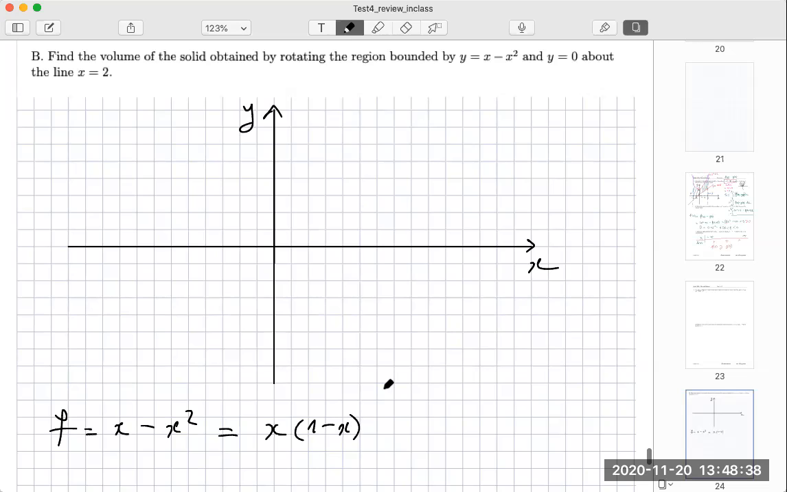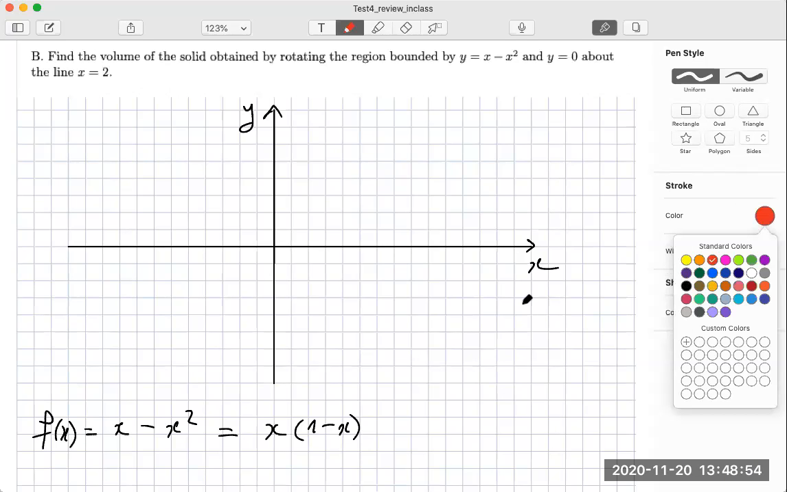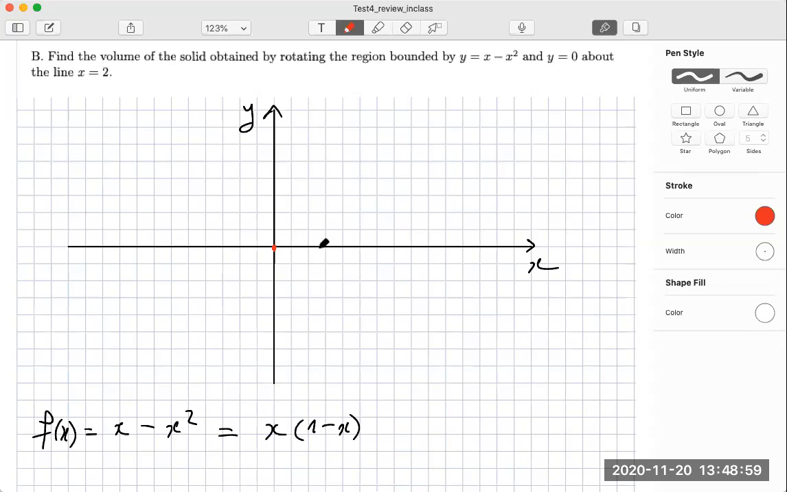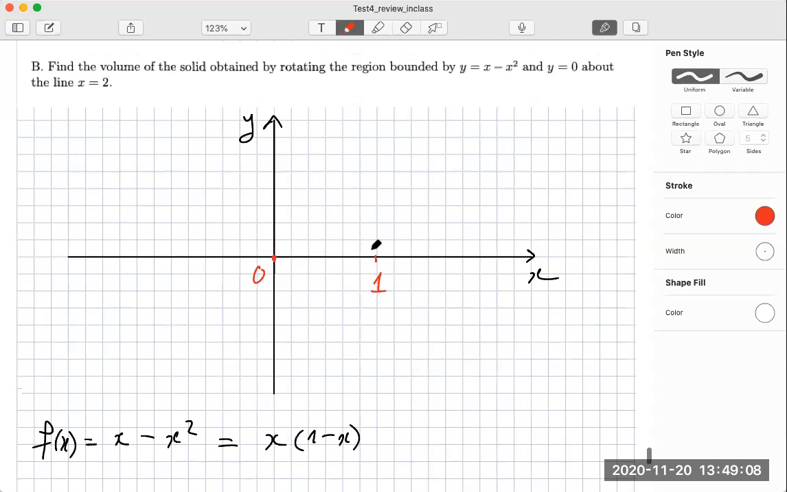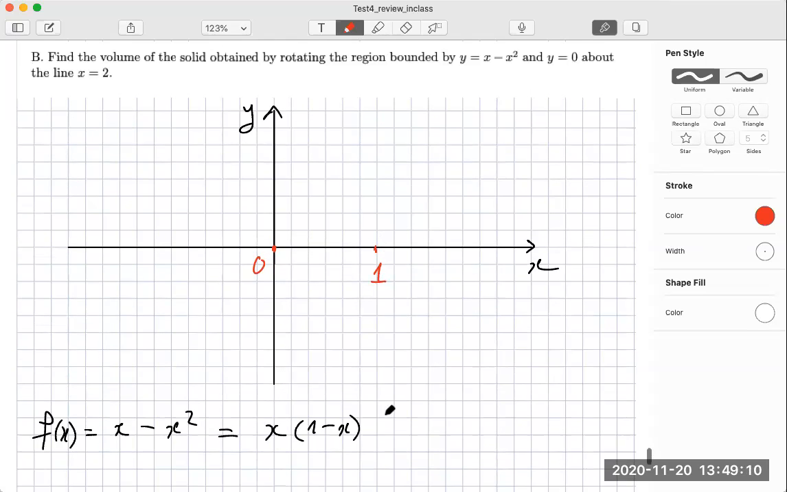So what are the y-intercept and x-intercepts here? 0 and 1, perfect. 0 and 1. Very good. So the x-intercept is, and the y-intercept is 0 here, and suppose 1 is right here. Okay, 0 and 1. So the graph will go through these points.